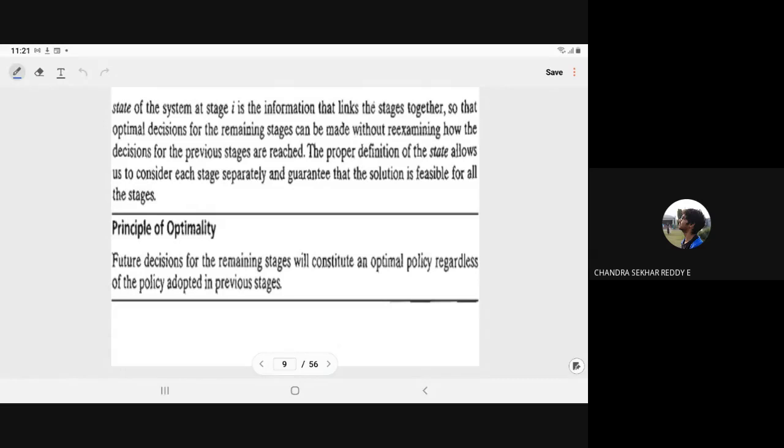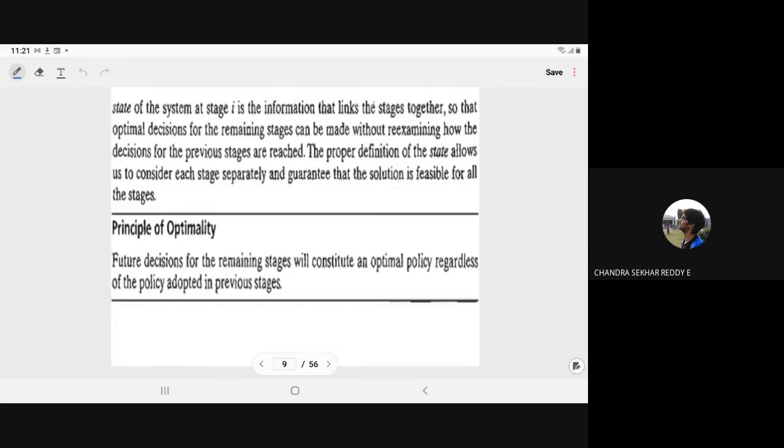The proper definition of the state allows us to consider each stage separately. If you define the state explicitly, that will discriminate each stage easily and guarantee the solution is feasible for all stages. A proper definition of the state guarantees that feasibility will not be disturbed in any stage.